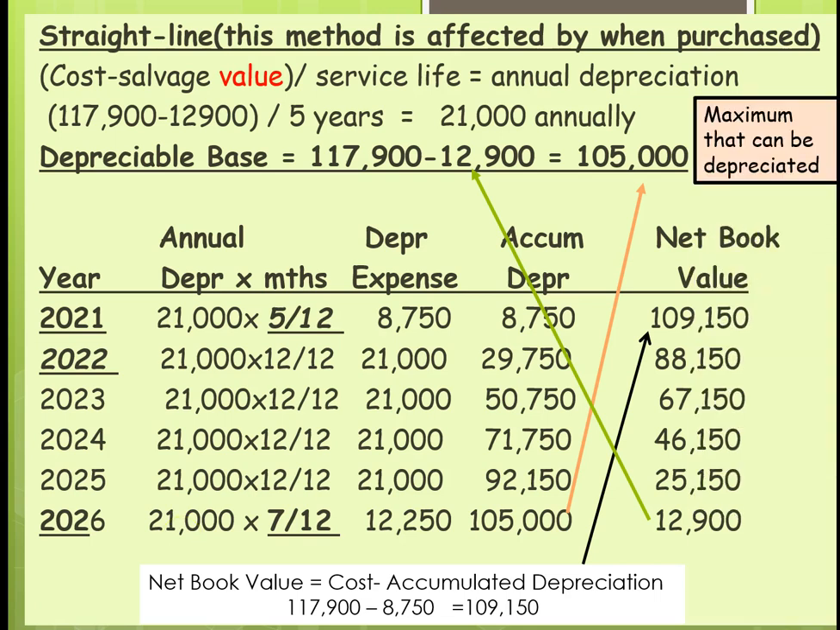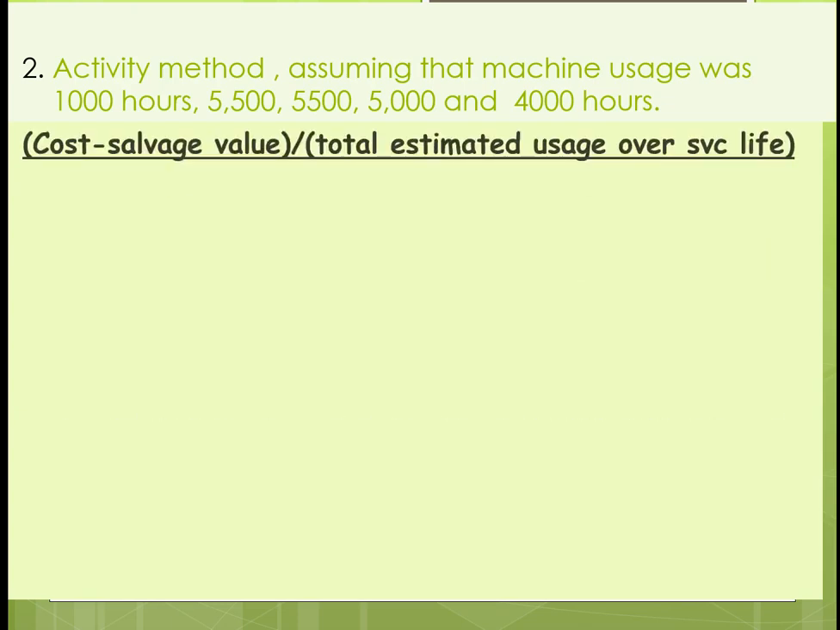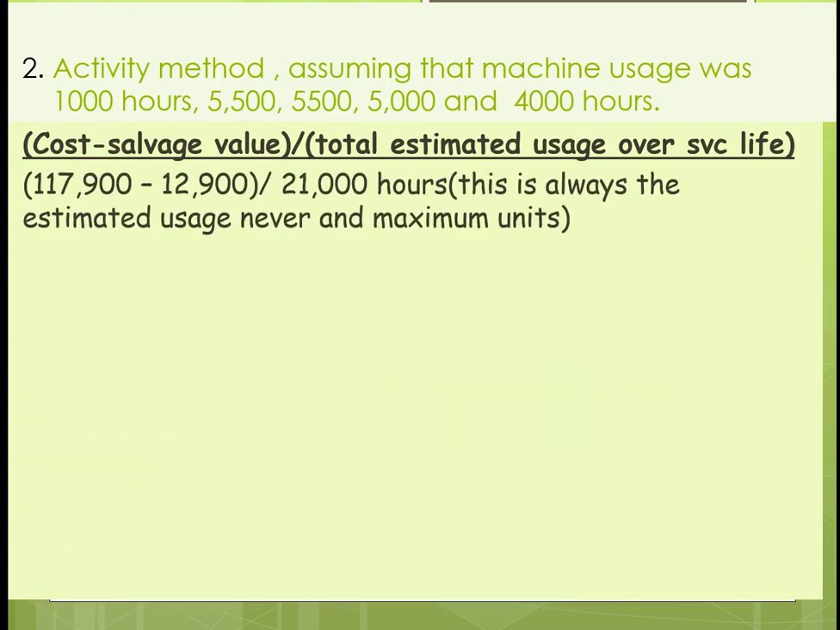So again, remember, depreciable base is the maximum you can write off in any of the methods that you use for your books. Now let's take a look at activity based. First you're going to come up with a rate, which is cost minus salvage value divided by total estimated usage over the life. That's the number that you estimated.